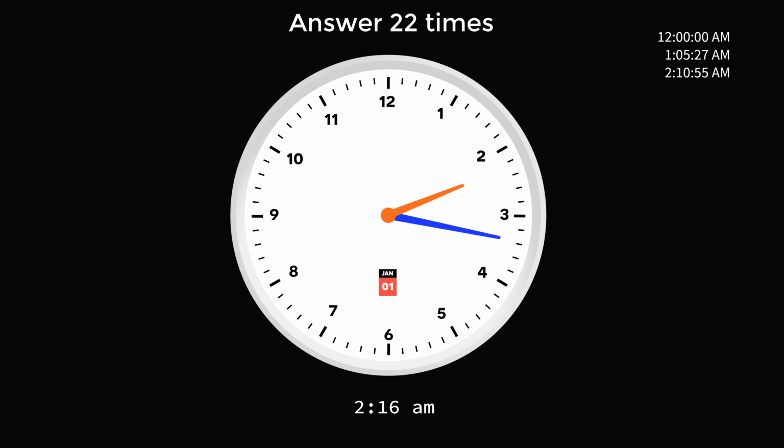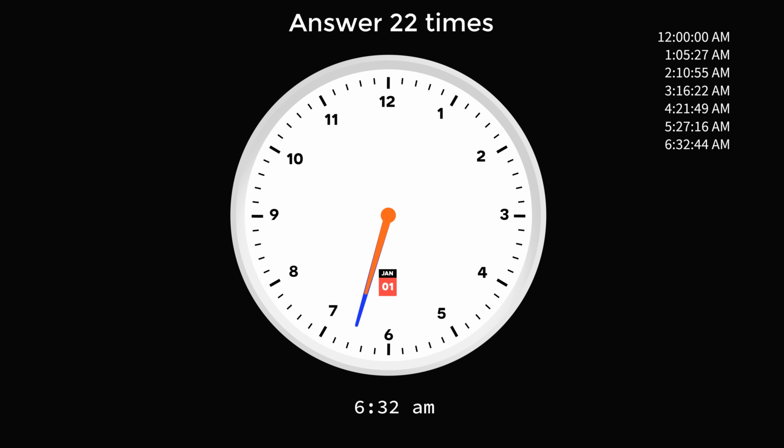We then will have an overlap in the 3 o'clock hour. This is going to be 3:16:22. We then have another overlap at 4:21:49. Then it occurs at 5:27:16. We have 6:32:44, 7:38:11, 8:43:38, 9:49:05, and 10:54:33. So we have one overlap in each of the hours going from 12 to 10.